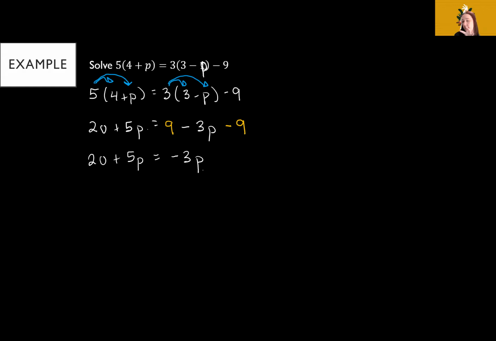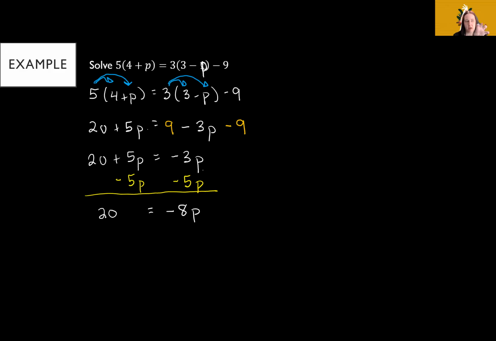So now we have a situation that's similar to a problem we did before, where we have the variable on both sides, but one side has the variable by itself. So that's the side we want to move our variable to. So I'm going to move the 5p to the right because I already have the variable by itself on one side. So I'm going to subtract 5p since it's a positive on the left side. So that gives us 20 equals negative 3 minus 5 is negative 8. So we get negative 8p.